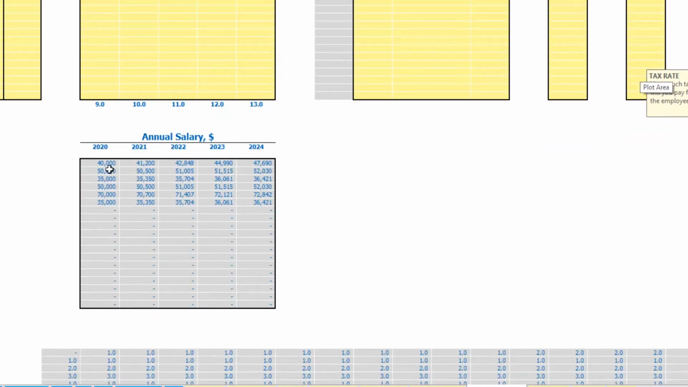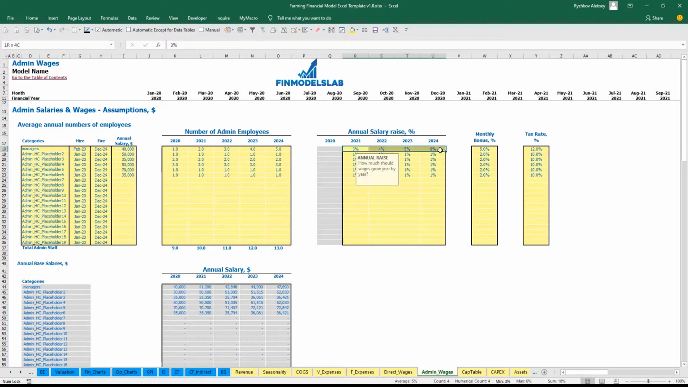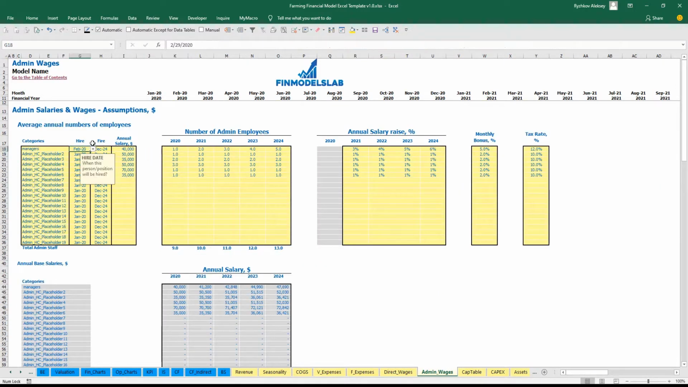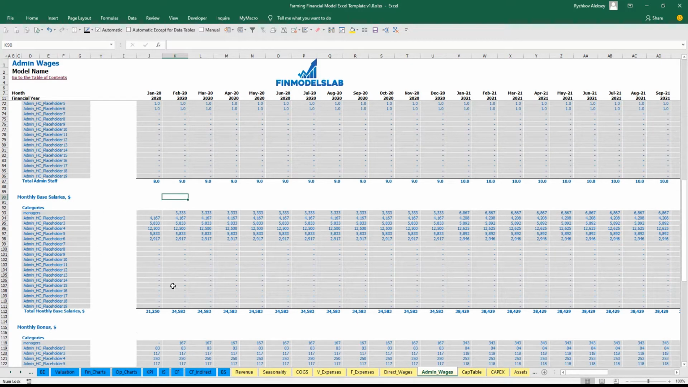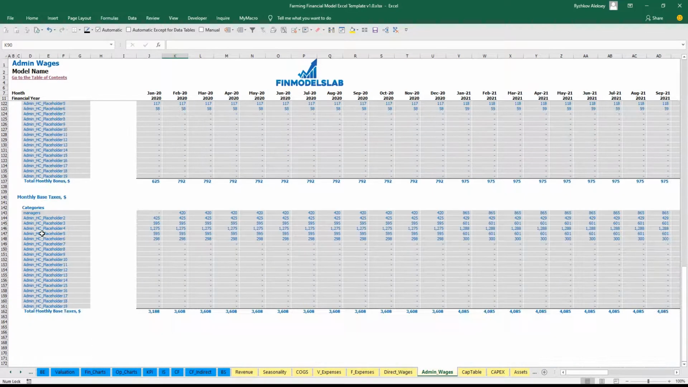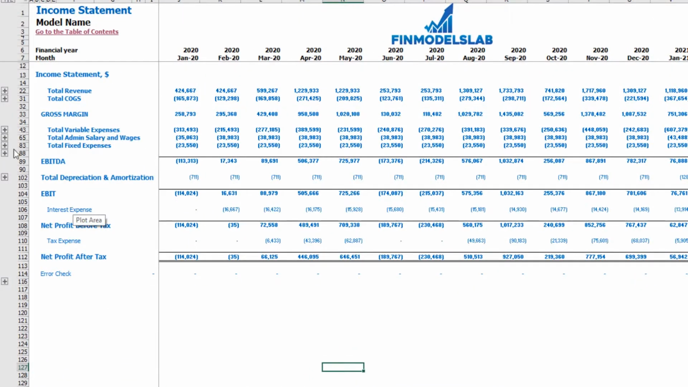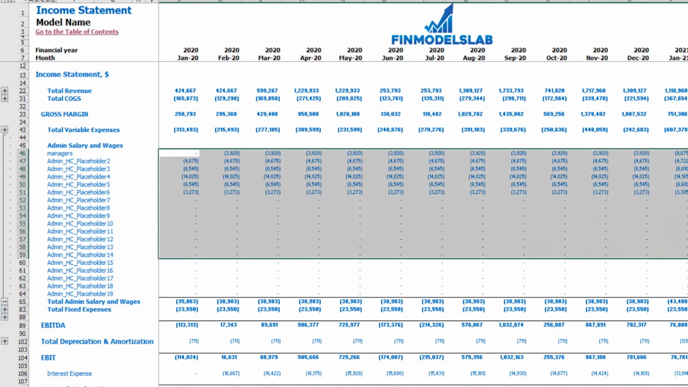Below you may see the calculation of annual salary, depends on the annual salary for the base year and the annual salary rise. Also here you can see the calculation of number of headcounts. It starts in February because we set up February start of hire. Here you can have monthly base salaries, monthly bonus calculation, and monthly base taxes, which is payroll taxes. And under income statement you have total admin salaries and wages section, where you may see the breakdown of all your headcounts categories and the breakdown of values by months.